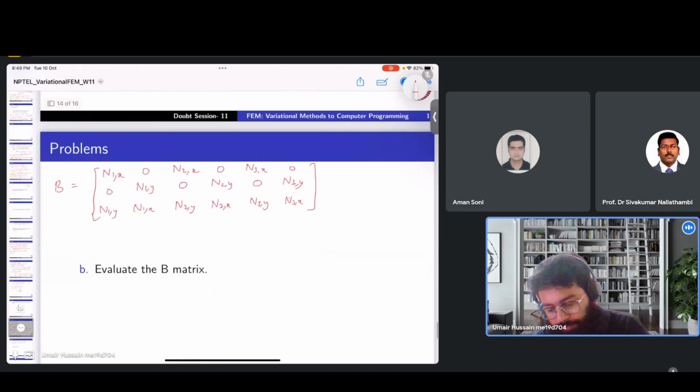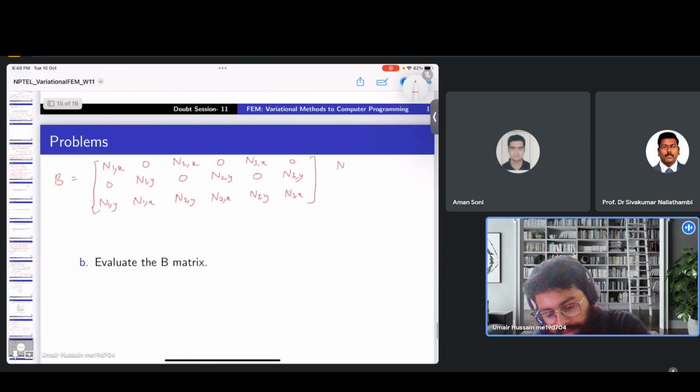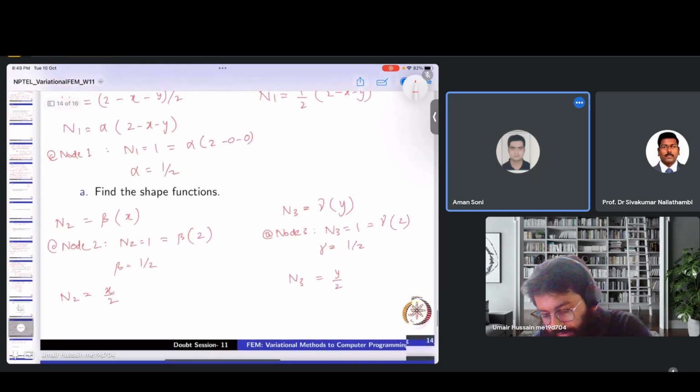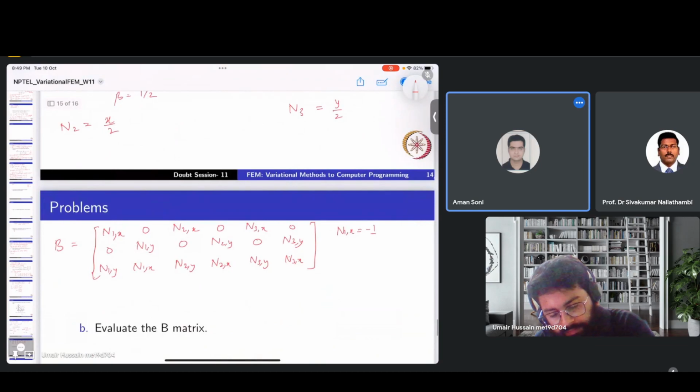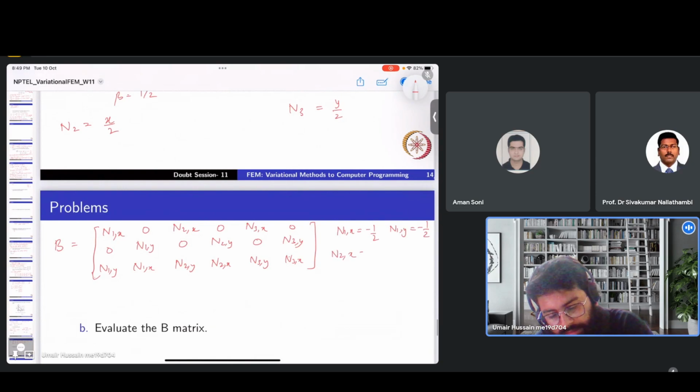So we just write N1x is minus half, right? Yes, minus half. N1y is again minus half. N2x is half. N2y is 0. N3x is 0, and N3y is 0.